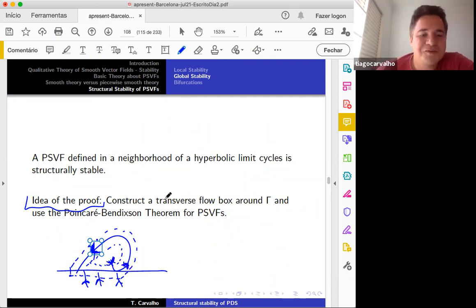okay? So it's possible to construct a flow box, a box containing this curve, close to the orbit. Using the Poincaré-Bendixson theorem for piecewise smooth vector fields, we are able to prove that, since the intersection here is transversal with the boundary of this box, all other vector fields near Z also have a closed orbit like this.